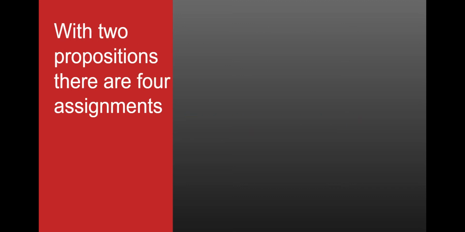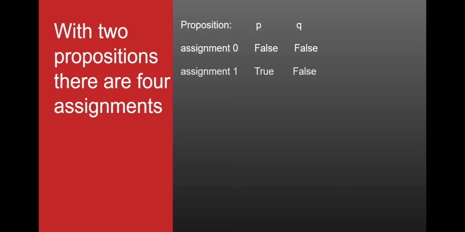When we have two propositions, there are four possible assignments. So if we have proposition P and proposition Q, they can both be false. P could be true and Q could be false. P could be false and Q could be true. They could both be true. Thus, there are four possible assignments.